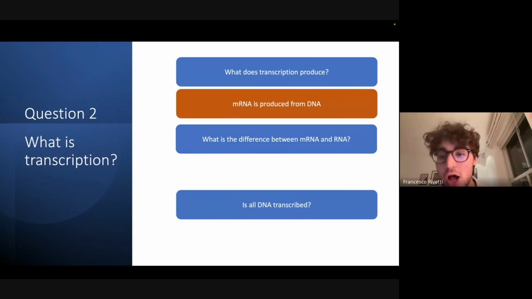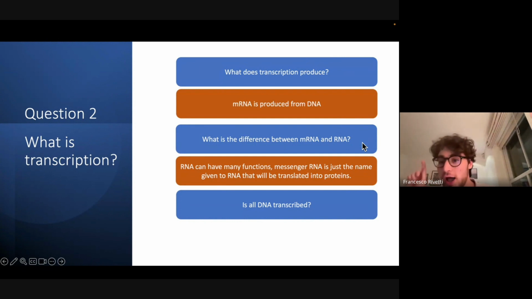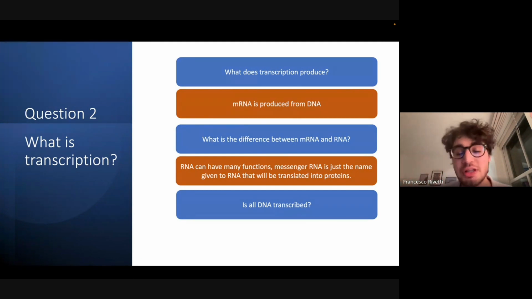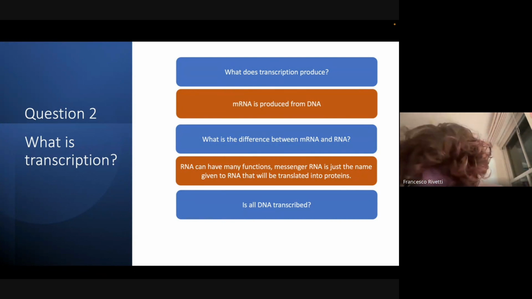Exactly. And when we talk of RNA in a broad sense, we are including all the types of RNA. It could be transfer RNA, messenger RNA, small nuclear RNA, and so on. So all mRNA is RNA, but not all RNA is mRNA. That's why sometimes they're used interchangeably, but to be completely correct when talking about transcription and translation, we should mention mRNA. That was very well said. Thank you very much.